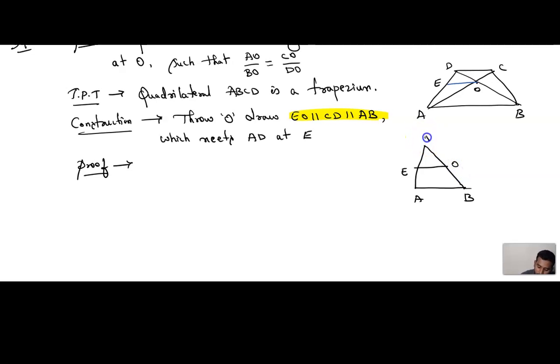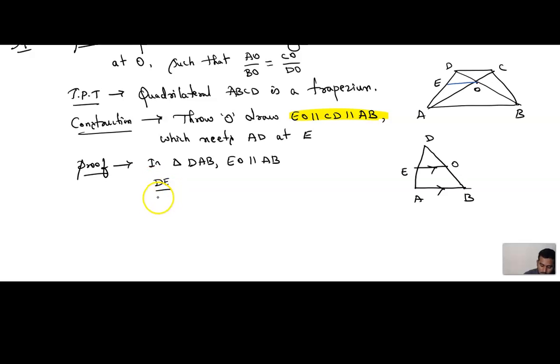Where is it meeting? At point D. Now this line is parallel to this. This line is parallel to this, means what? EO is parallel to AB. In triangle DAB, we know that EO is parallel to AB. Can we apply BPT?